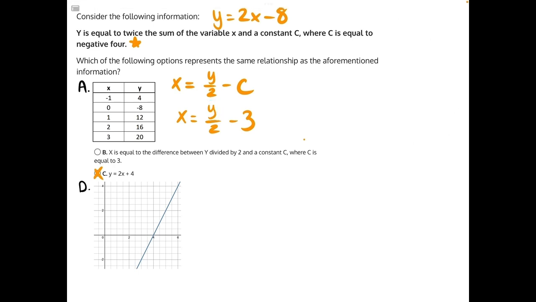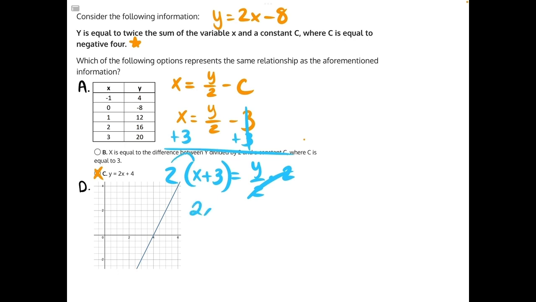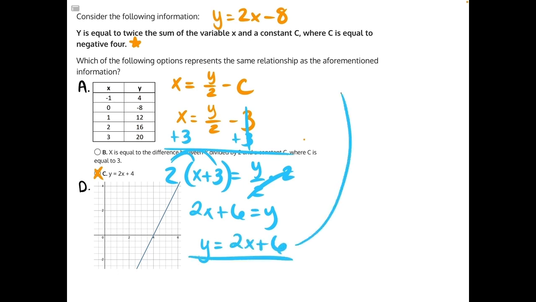3 is being subtracted from y, so let's add 3 to both sides. These 3's will cancel, giving us x plus 3 is equal to y over 2. Y is being divided by 2, so the opposite operation is multiplying both sides by 2. These 2's will cancel, leaving us with 2 times x is 2x, and 2 times 3 is 6. Now we just need to visibly move y to the other side. Y is equal to 2x plus 6. This equation does not match our original function's equation, therefore making B also incorrect.